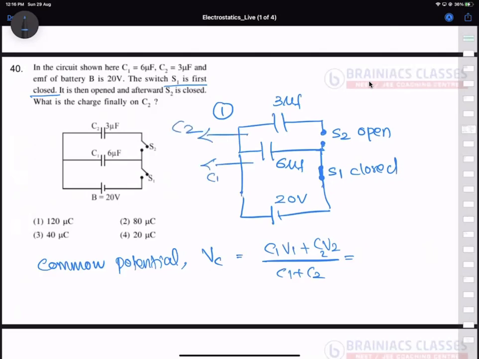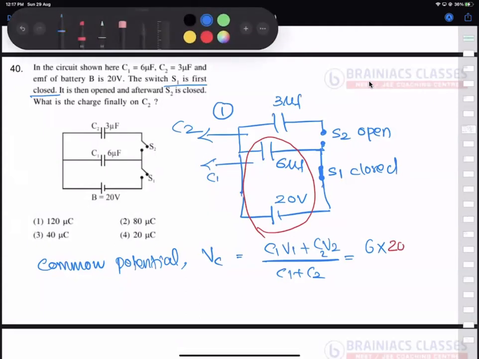C1 has the value 6 microfarad, so 6 into 10 power minus 6. The numerator and denominator both have 10 power minus 6, so they cancel, and I am not writing it explicitly. So 6 into V1. V1 is the voltage across the 6 microfarad capacitor, which is in parallel connection with the 20 volt source. So 20 volts will be available. So 6 into 20.